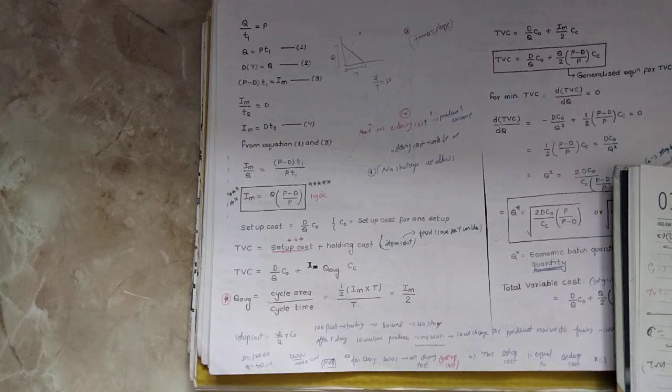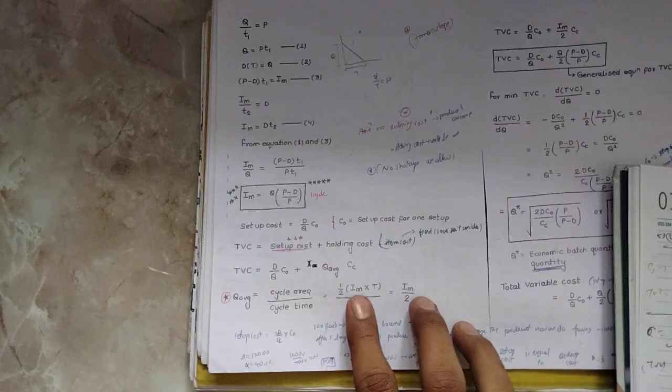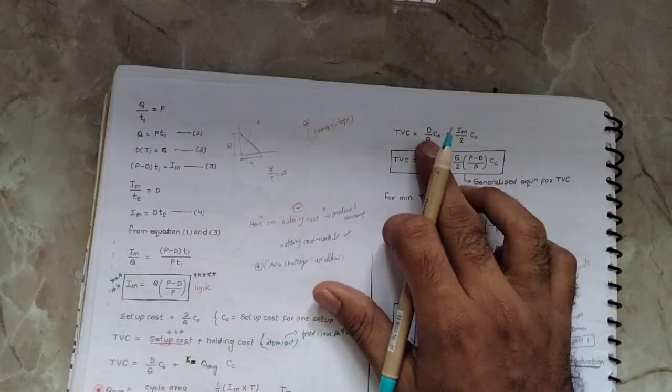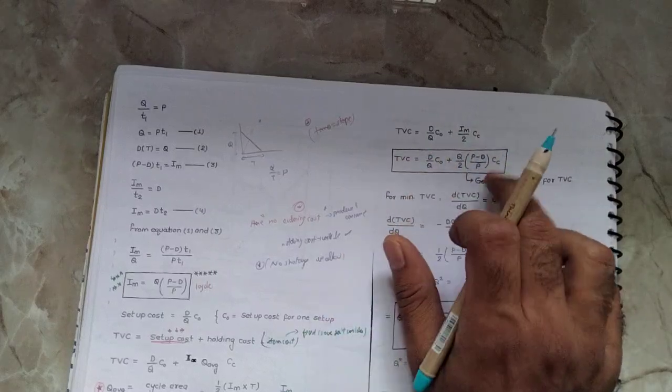Okay, total variable cost is setup cost plus holding cost, okay. On setup cost: suppose we are going to give 50 samosas to the customer, who should give them? They don't come directly and place in our hand, no. So we have to place a person there, and by placing the person we need to give some kind of salary to him. So that also comes as setup cost, okay. D divided by Q times C naught, setup cost for one setup, okay. So Q average equals one-half Im times t divided by t, Im divided by 2, okay. This is holding cost, and this one is the entire inventory cost, okay.